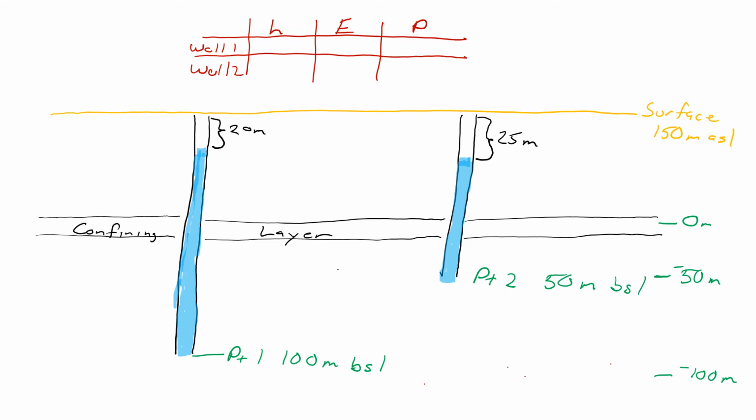So what's it going to be for well 1? What'd you get? 130. Yeah, it's the elevation of this point right here. So if the surface is 150, and that's 20 meters down, this has to be 130 meters. Okay? So this is 130 meters. What about well 2?